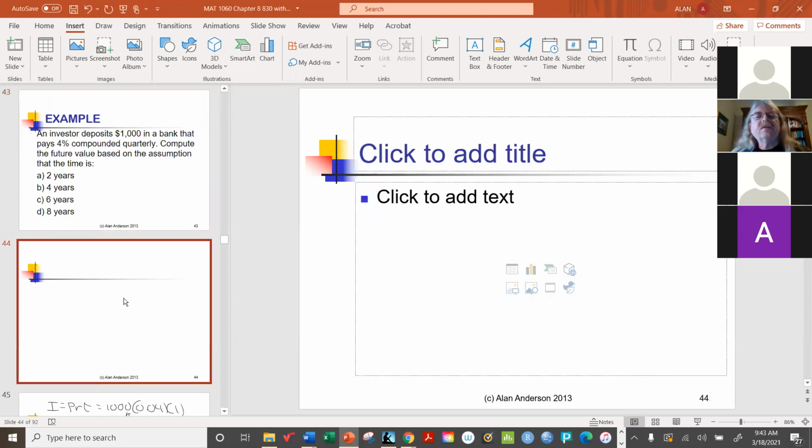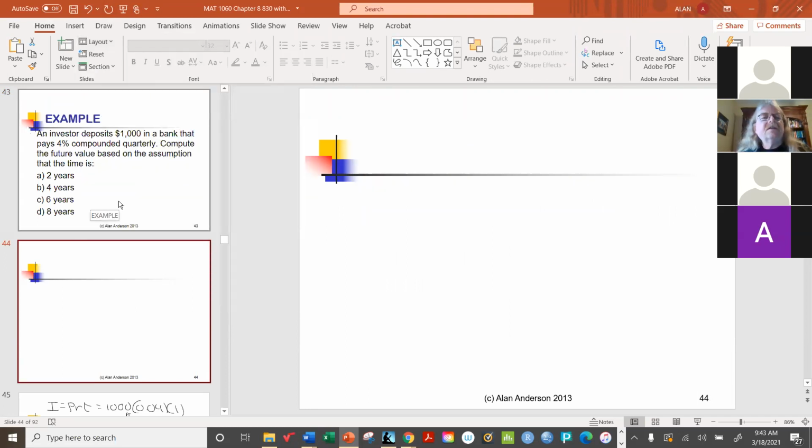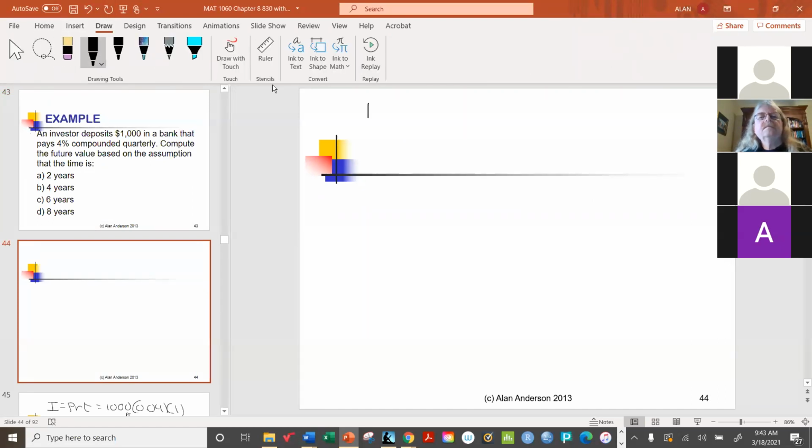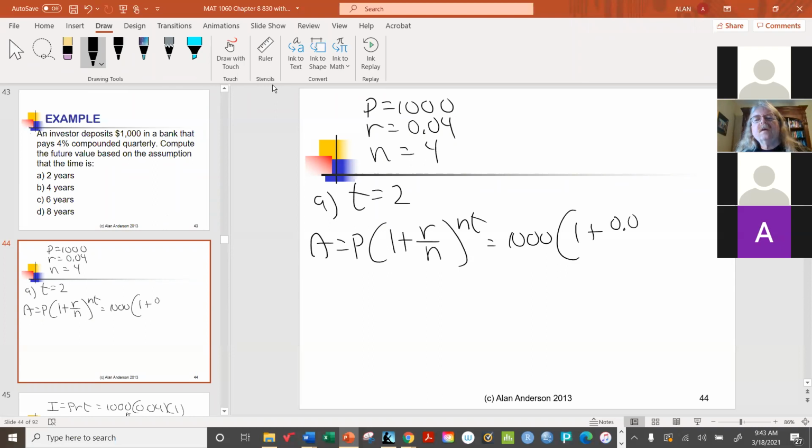Again, we'll just summarize the information we have on the top, just so we can see it as we go along. And so in these cases, P is 1,000. In each case, the rate is 4% and N is 4. In part A, T equals 2. A equals 1,000 times 1 plus 0.04 over 4, to the power of N times T, with N as 4 and T as 2. So in these cases, the only thing that's really changing is the exponent.